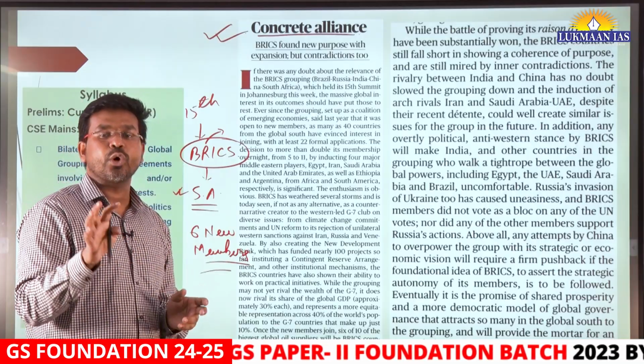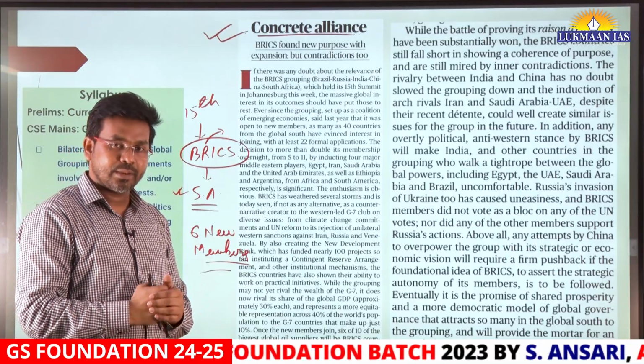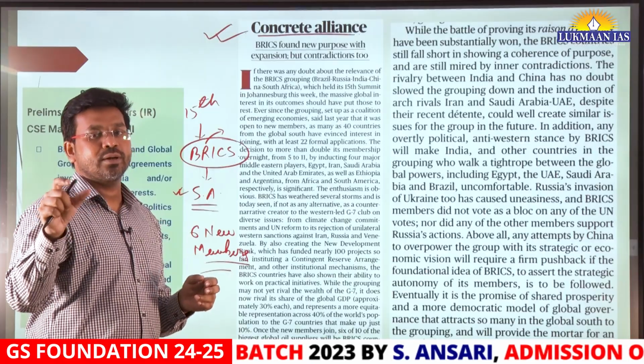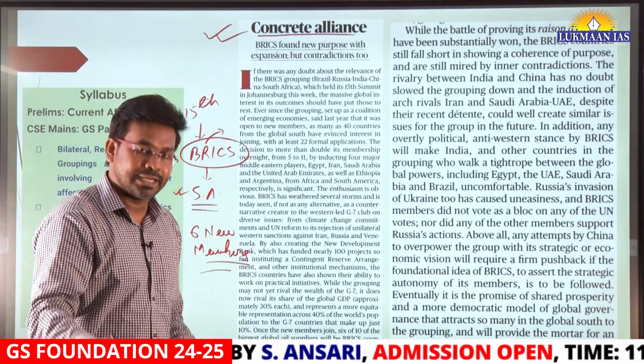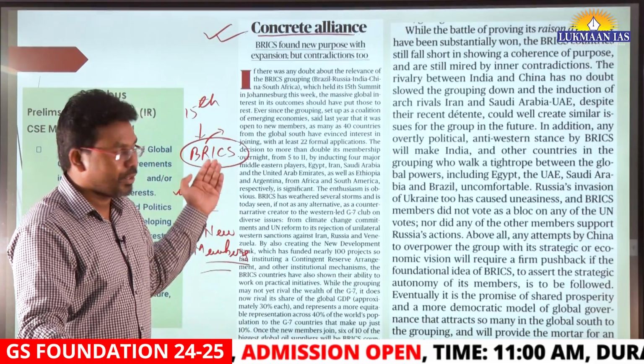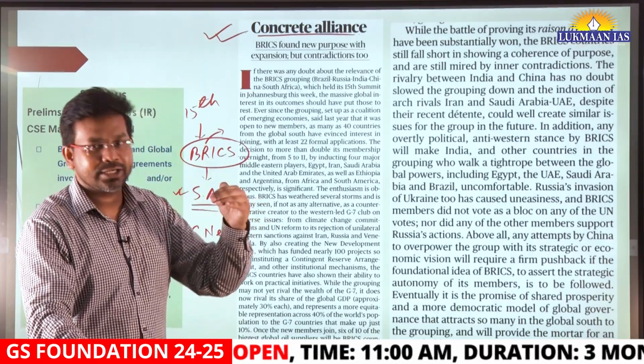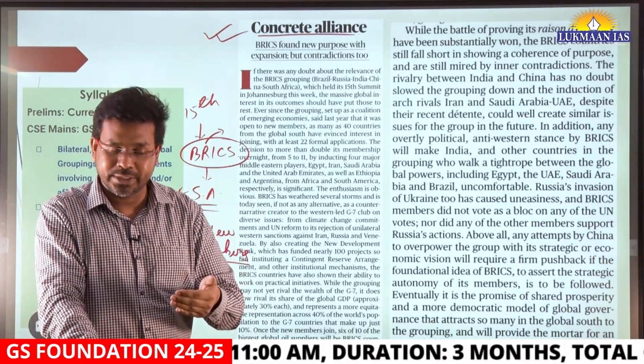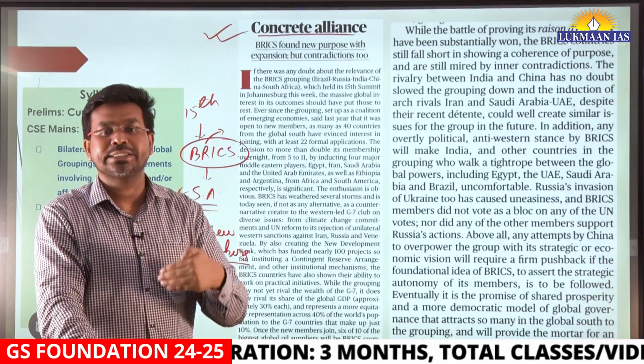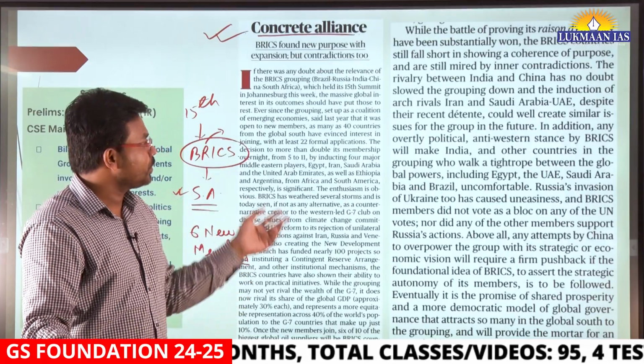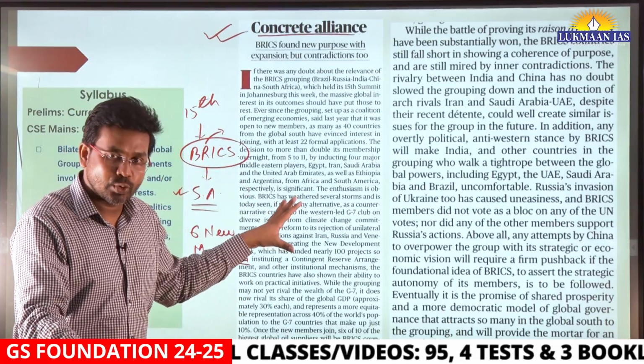Apart from this, Saudi Arabia and the United Arab Emirates are also not on friendly terms with one another. Then, in BRICS itself, India and China, although they are neighbors, have a lot of border issues between them. So there are contradictions within the BRICS group.